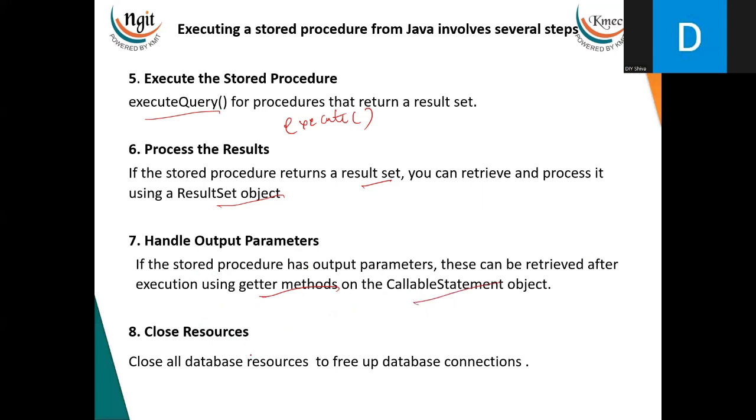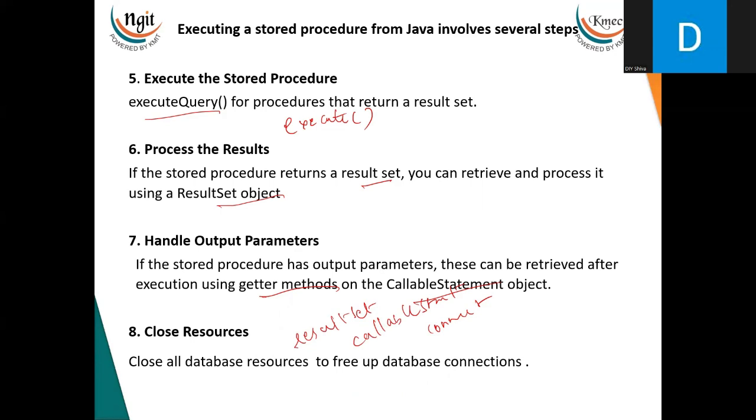Next, coming to the eighth one, which is close resources. Here, it is necessary to close all the database resources, like we have result set, and some of the callable statements, right? And any connections. So all these particular resources, in order to free up the database connections, or in order to free the memory resources, it is necessary to close all the resources. So these are the different steps involved in executing a stored procedure from Java.